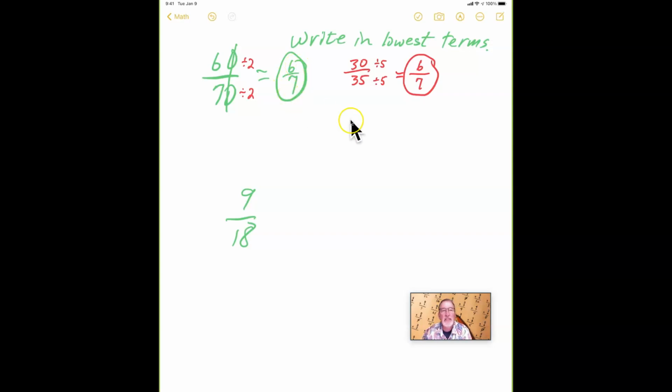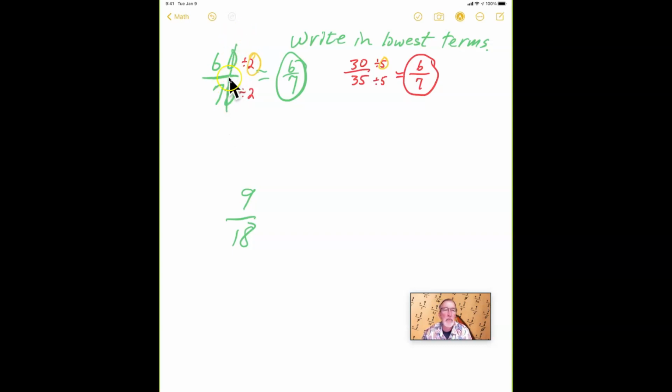Or 6 over 7. And what we can do is take the factors that we used to get there, which was 5 and a 2. And if we multiply those together, we get 10, which is what we did when we crossed out the zeros here, okay? So this is just a handy shortcut.